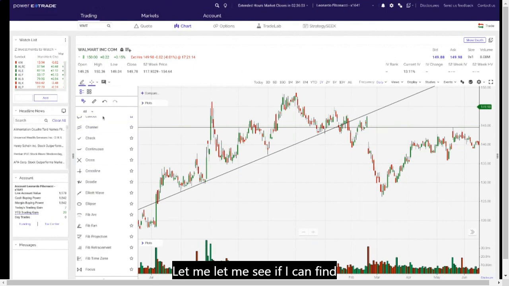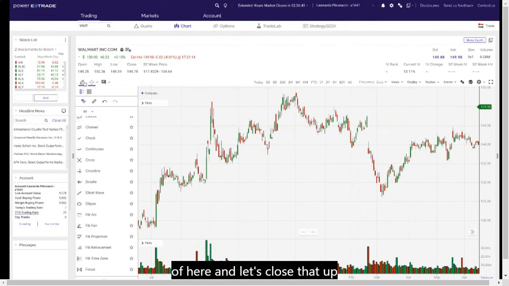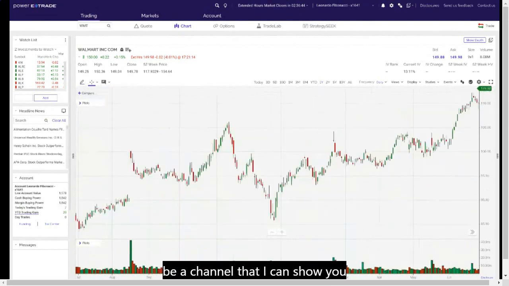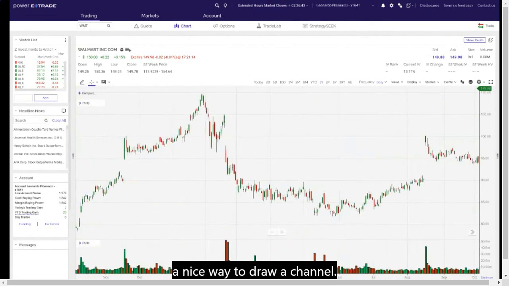Channels, let's do that. Let me see if I can find a channel and take everything off of here. And let's close that up, and let's see if I can find an area perhaps where there would be a channel that I can show you a nice way to draw a channel.